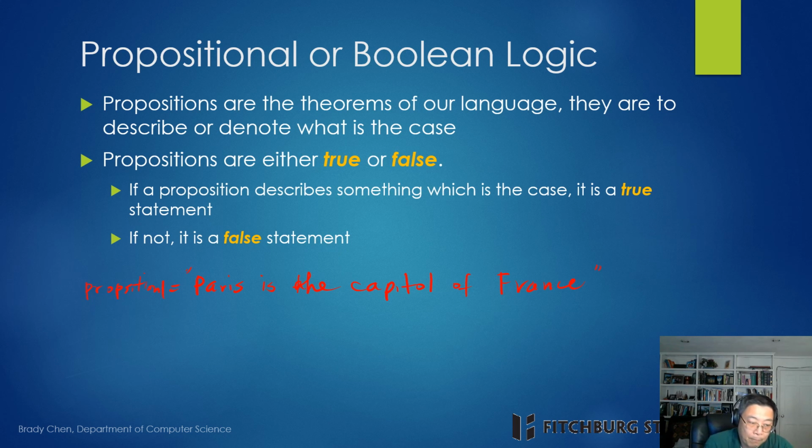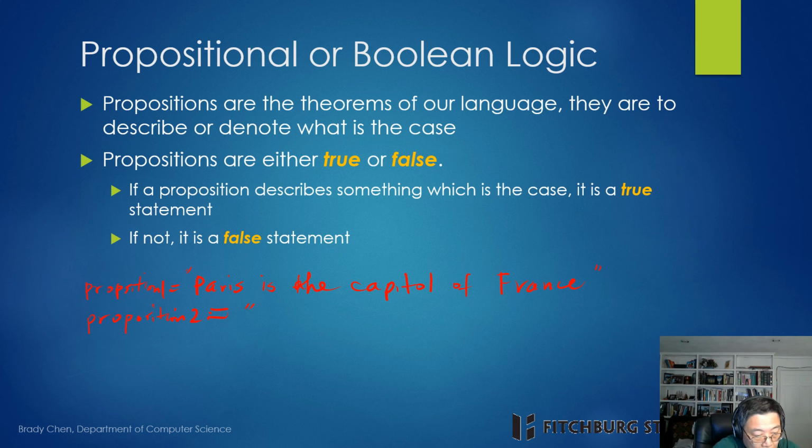Now what is the value for proposition 1? Paris is the capital of France. The answer is, of course, true, right? But sometimes a proposition has a value false. For example, we have another statement, proposition 2.